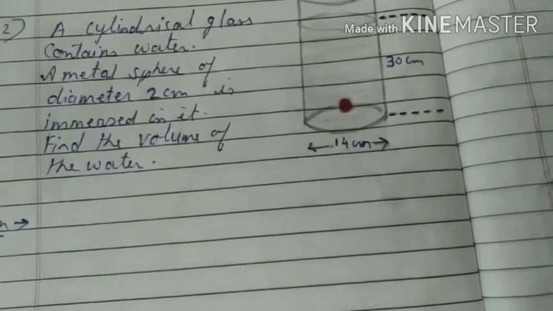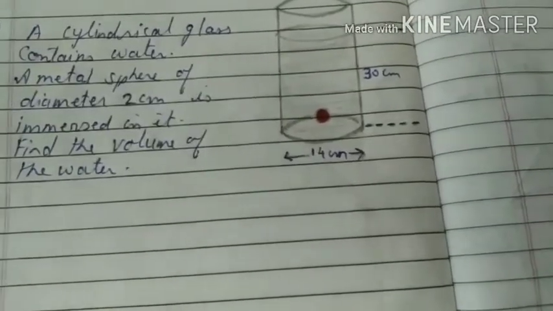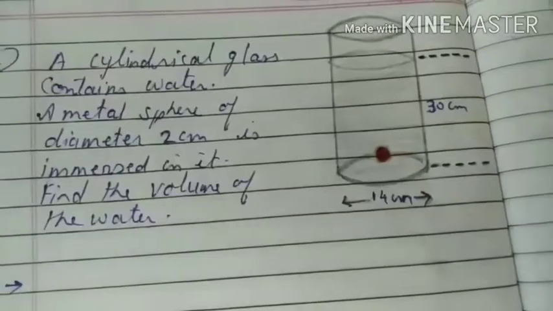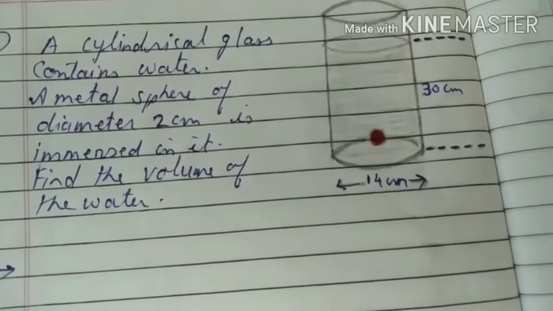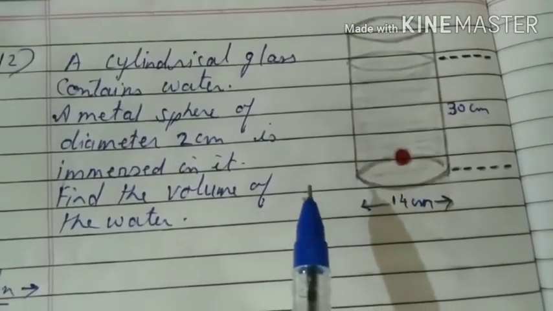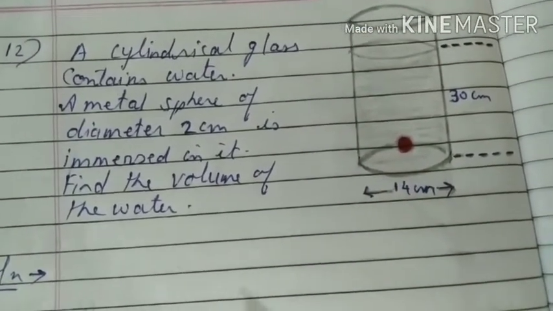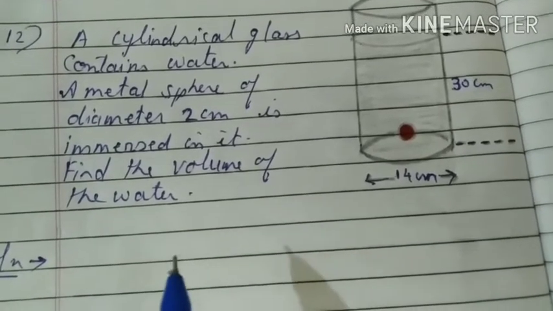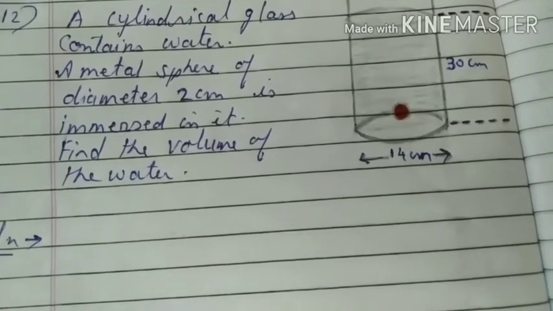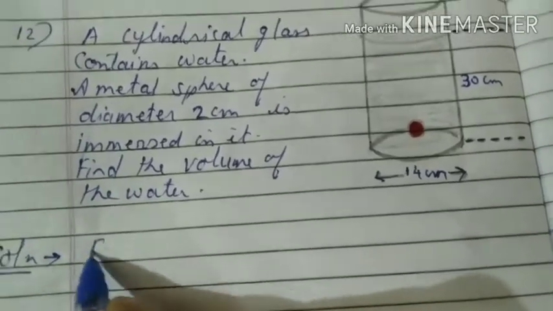So it's very easy. What we will do? To find the volume of water in glass, what we will do? We will subtract the volume of glass containing water minus volume of ball. So what we will do? First we will write the given part, that is for glass. This will become easy for you.